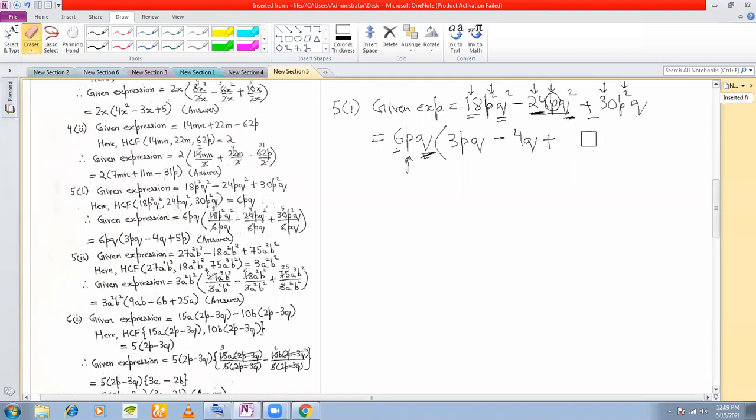Okay. Next, I have a 30 here and I have a 6 here, right? So I need to divide 30 by 6, and 30 divided by 6, you know, is 5. I have a p square here and I have a p here. So that means I'm dividing this p square by this p. So p square by p is simply p. And I have a q here, I have a q here. So I'm dividing this q by this. So that means q by q is simply 1, which I don't write. That is it. Okay. This is the way you do directly. If I have in the notes, I have shown you the detailed way of doing. You can tally it with the notes.